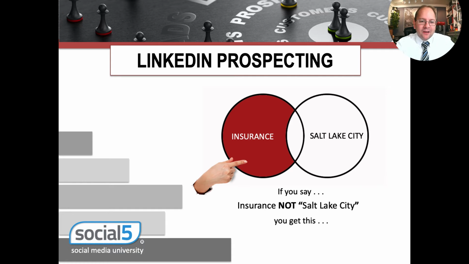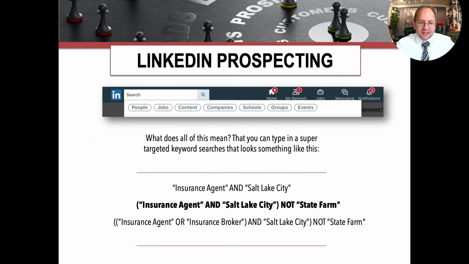All right, so that's kind of a look at how a basic Boolean search looks like. And so if I were to type this, and I would type it right up in this search box, okay, I would type in "insurance agent" AND "Salt Lake City", meaning that if someone has this full phrase, because it's in quotation marks, and this full phrase in quotation marks, it's going to pull up that search.